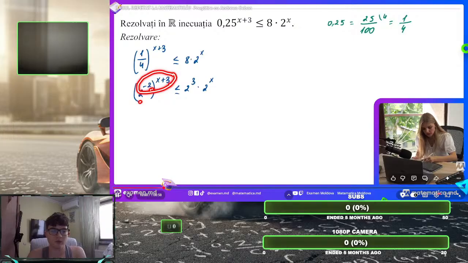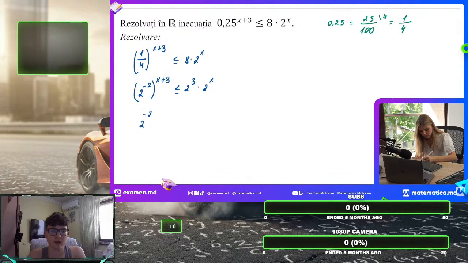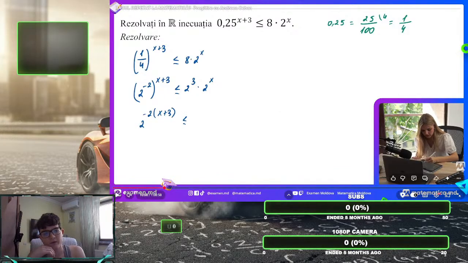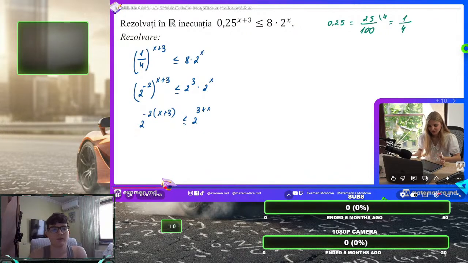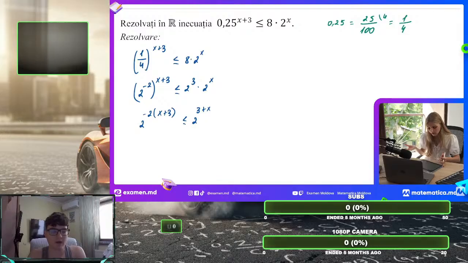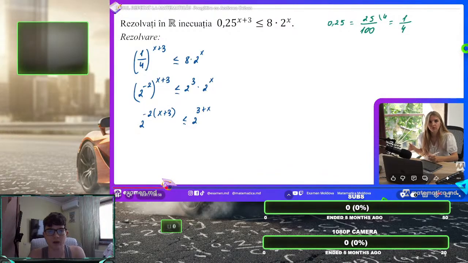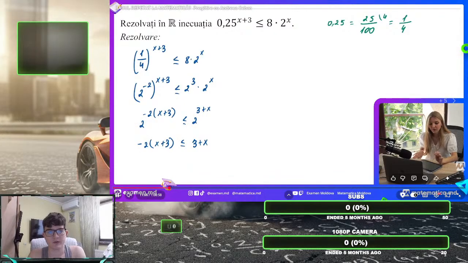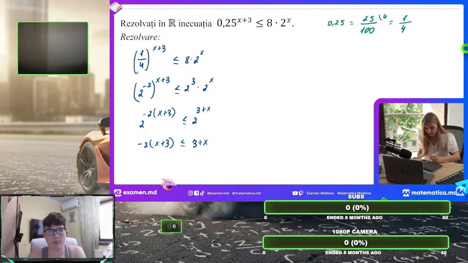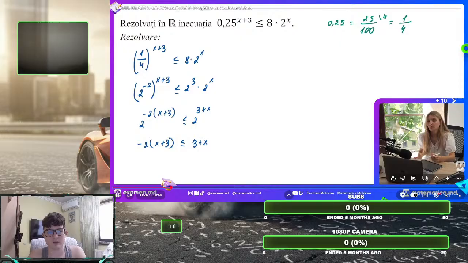Right there, you're just going to multiply minus 2 with x plus 3. So it's going to go like that, and once you got the same bases, if it's multiplied, it's going to be a plus, so it's going to be 2 to the power of 3 plus x right there. And now we just work with the powers. We got the same base, so it's going to be minus 2x minus 6 equal to 3 plus x, and we solve for x, and that's it. Place it on a graph to understand the interval, as it is an inequation, not an equation.